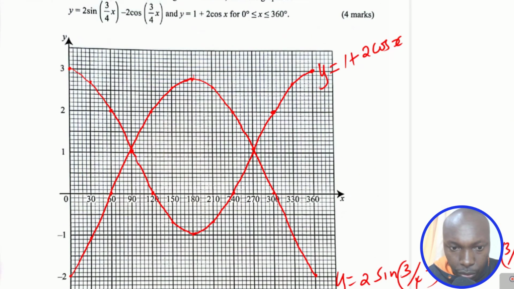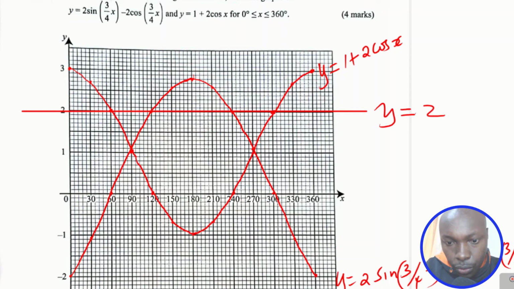So now when you go to the graph, you need to draw this line, y is equal to 2. I think that one is better. Yeah, that one is better. So that is the line y is equal to 2.